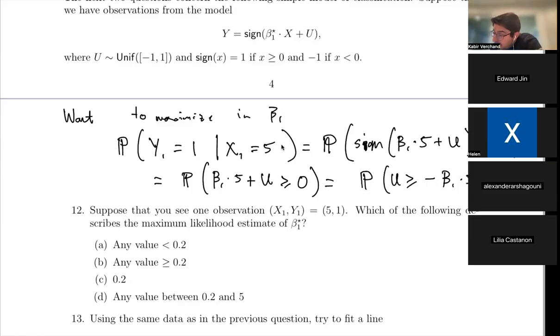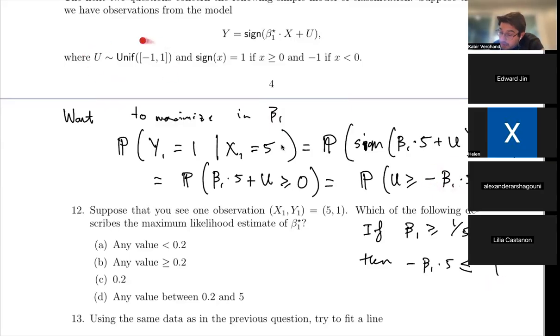Now, the point is, if I take beta 1 greater than or equal to 1/5, then negative beta 1 times 5 is less than or equal to -1. What that means is that for any value of beta 1 greater than or equal to 1/5, this quantity is always less than or equal to -1.